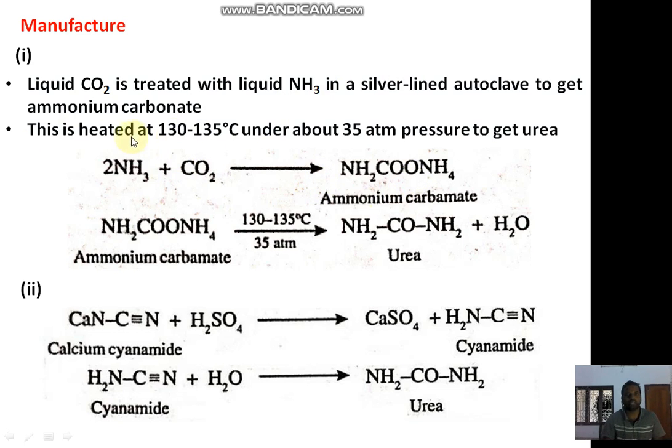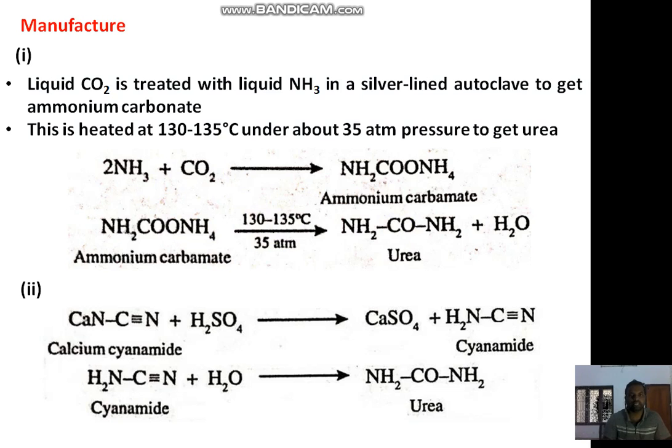This ammonium carbamate is heated at 130 to 135 degrees centigrade under about 35 atmospheric pressure to get urea. So the ammonium carbamate is heated to 135 degrees centigrade and the pressure is adjusted at 35 atmospheres. We get urea as the product.